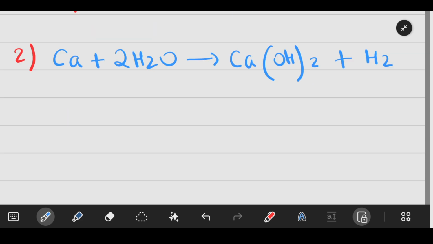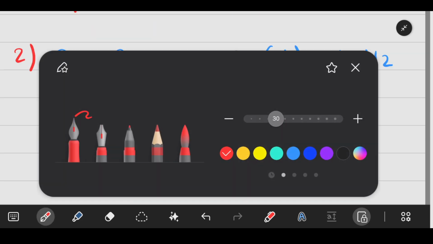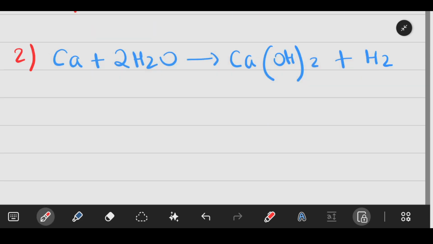Okay, now moving on to the second equation, I told you that the first step was to locate the elements. I can see two elements over here. There is calcium and there is hydrogen. So just go ahead and write the value of 0 on top, because the oxidation number of an element is always 0. So let's just go ahead and write down the charges of all the relative compounds.